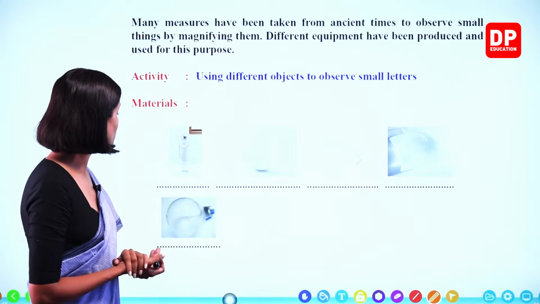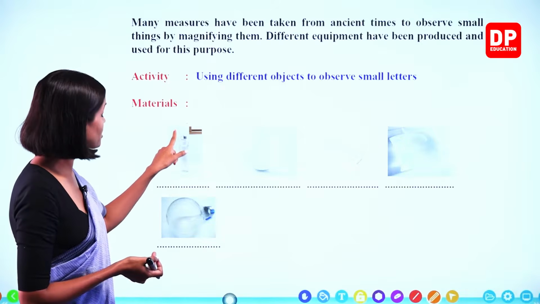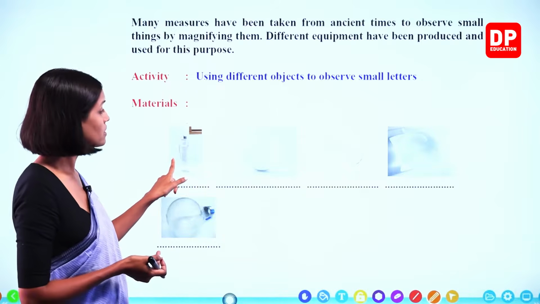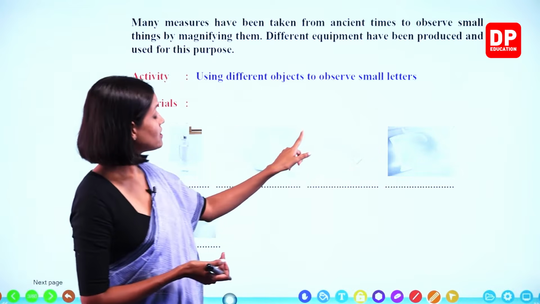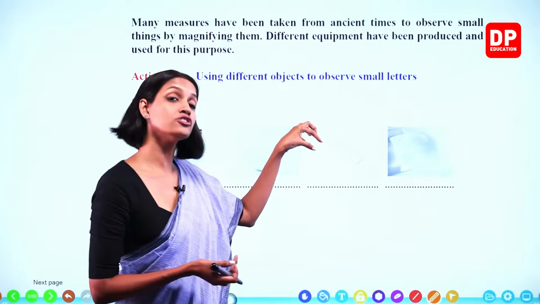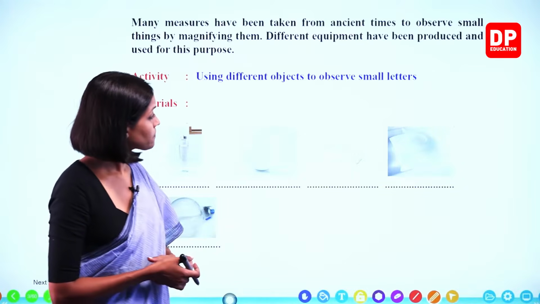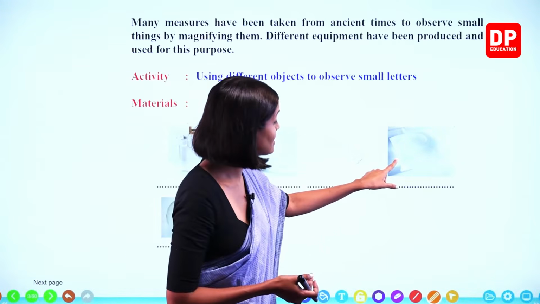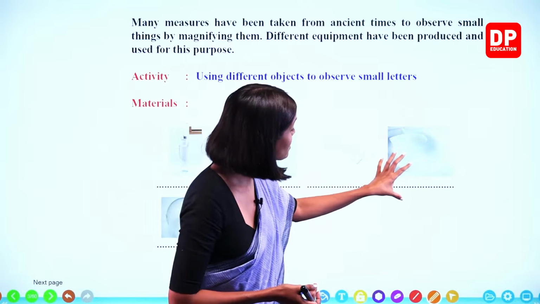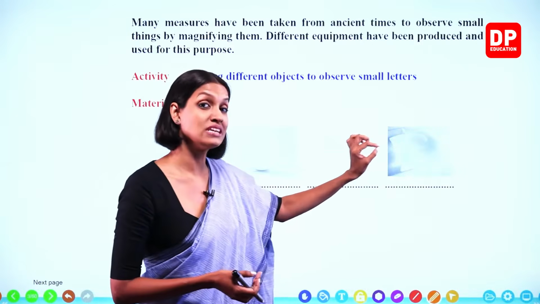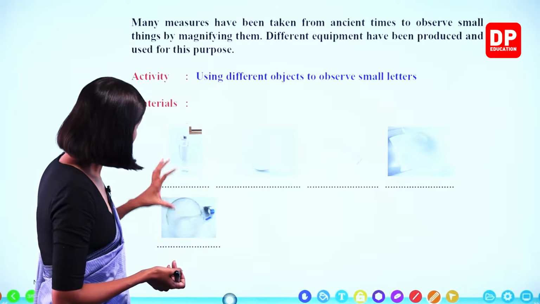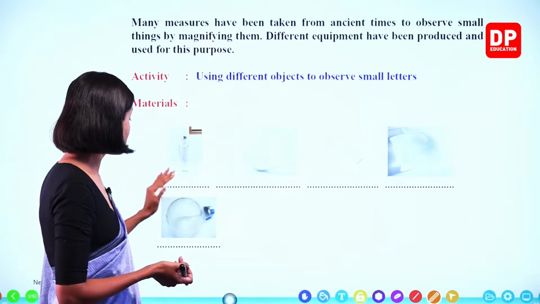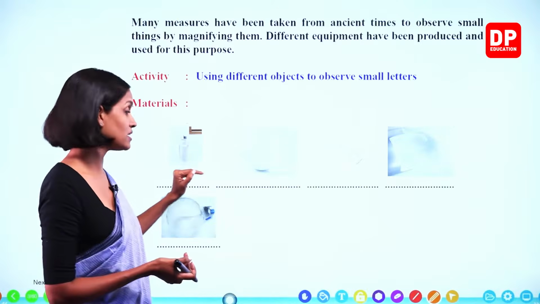So what are the objects we need? We need a glass bottle filled with water, and we need a glass sphere, and we need a glass slide with a drop of water on it. And then we need a colorless polythene bag filled with water. You have to seal it well, right children? And here we need a filament bulb filled with water and sealed well. So here the filament part.